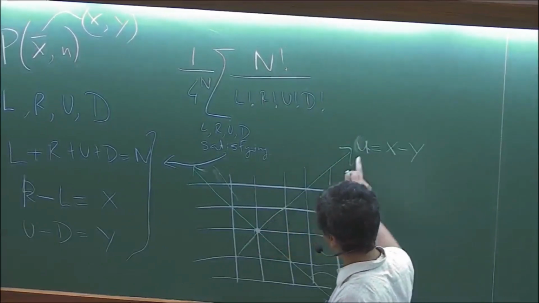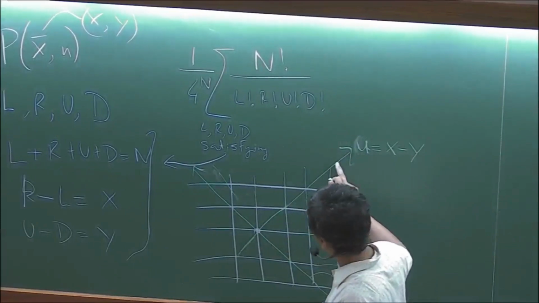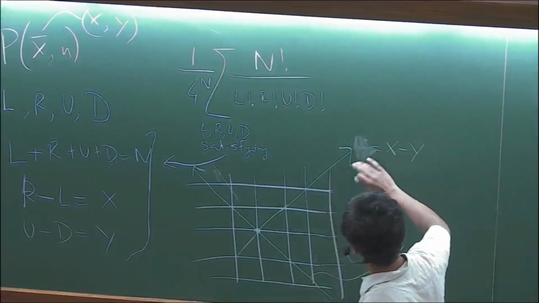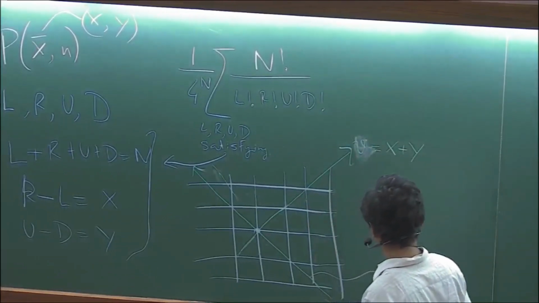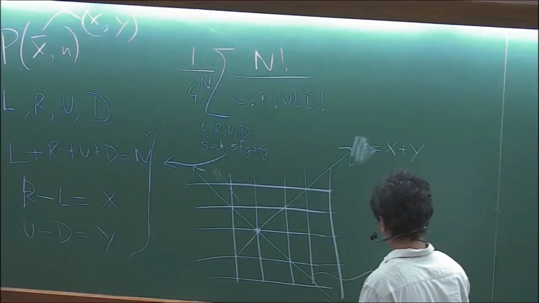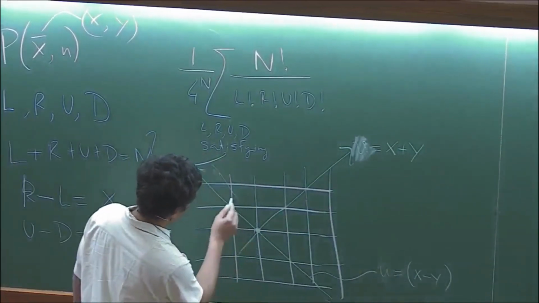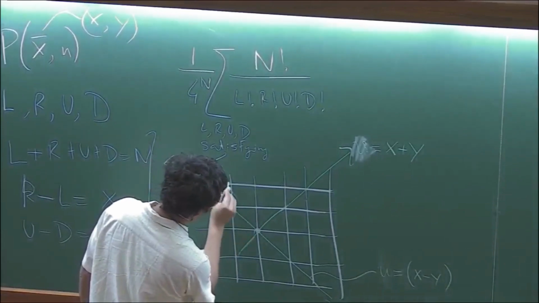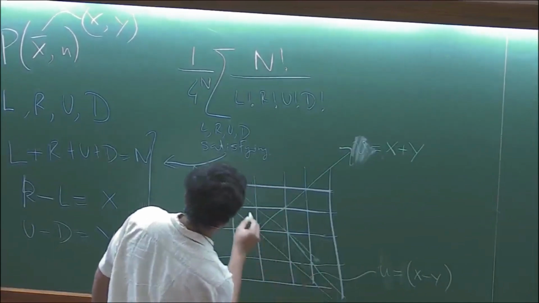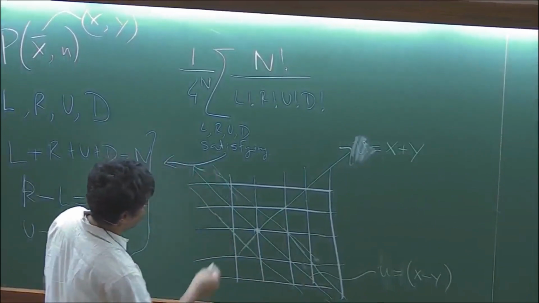Sorry, this is x equal to y, this line. So this is x minus y equal to 0, and this is x plus y. Okay, so I can construct this other lattice, and let's say these are the lines.